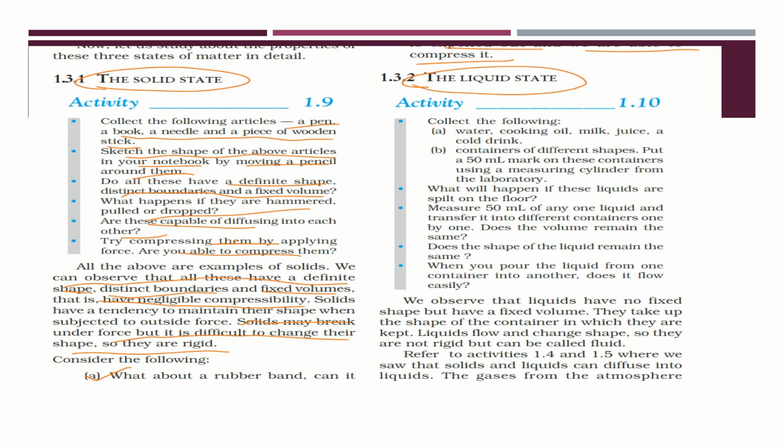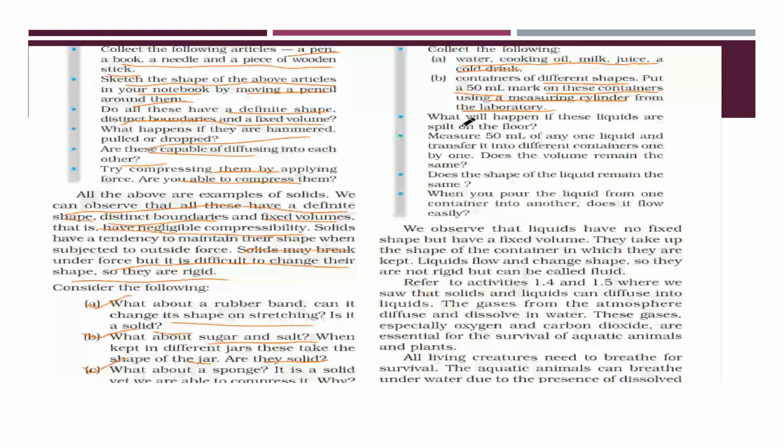Now, first activity here. What they have given is to collect the following: water, cooking oil, milk, juice and cold drinks. Take containers of different shapes and put a 50 ml mark on each of these containers using a measuring cylinder from the laboratory. What will happen if these liquids are spilt on the floor? Measure 50 ml of any liquid and transfer it into different containers one by one.